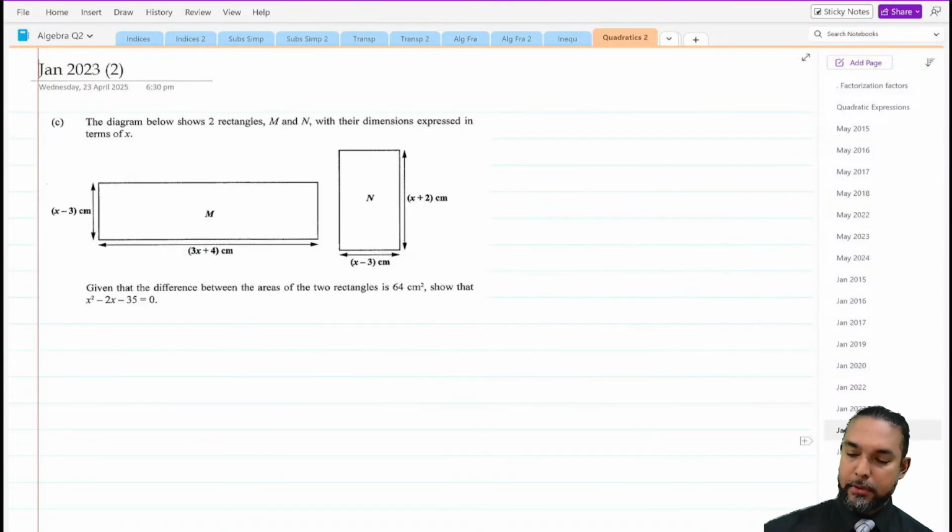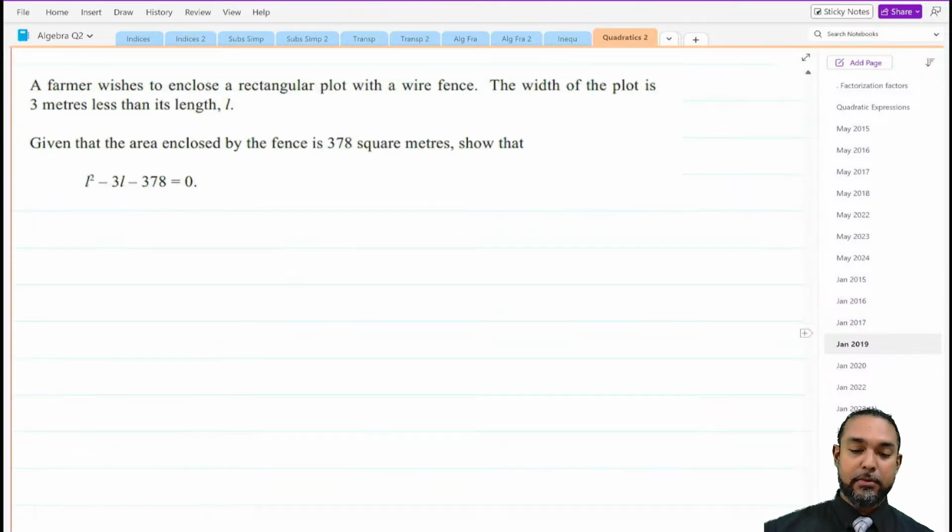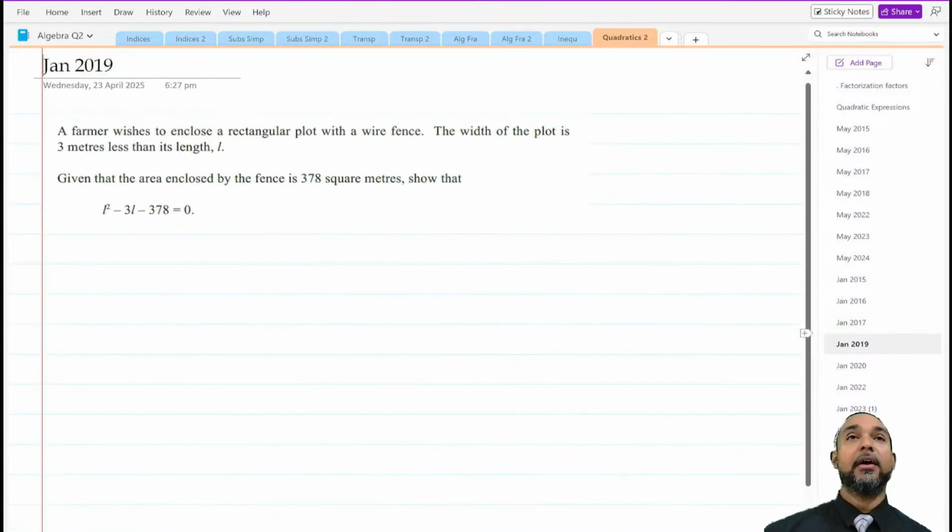Hold on. We did this one already? Okay, so that's the same one. Guess what? We kind of ran out of quadratics to factorize. Okay, we have one more. That 378 is real big. I'm going to give you all 370 to factorize.